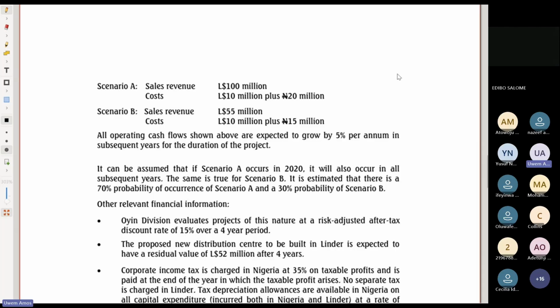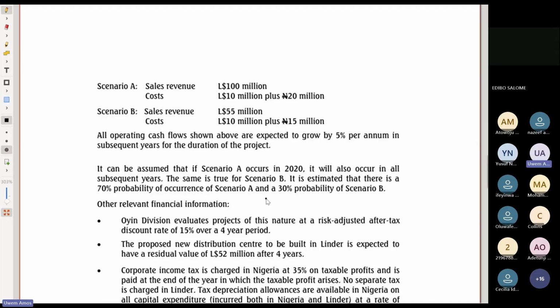It can be assumed that if scenario A occurs in 2020, it will also occur in all subsequent years. The same is true for scenario B. It is estimated that there is a 70% probability of occurrence of scenario A and a 30% probability of occurrence of scenario B. Other relevant financial information.